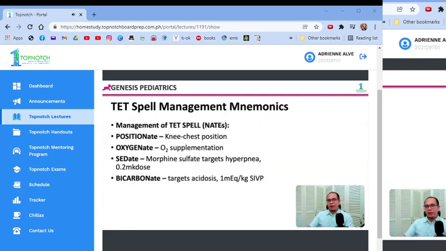Okay? So, there's a very good mnemonic there for the management of TET spell. It's NACE, so positionate. Okay? Positionate. That's your knee-chest position. Oxygenate to prevent hypoxia. Sedate to decrease your hyperpnea. Bicarbonate to target your acidosis.